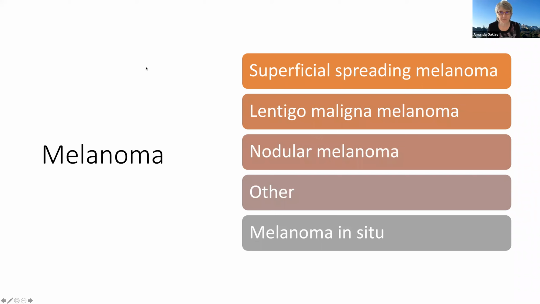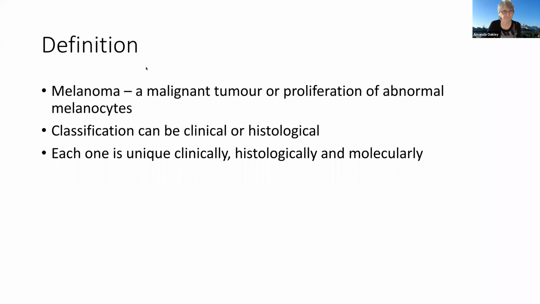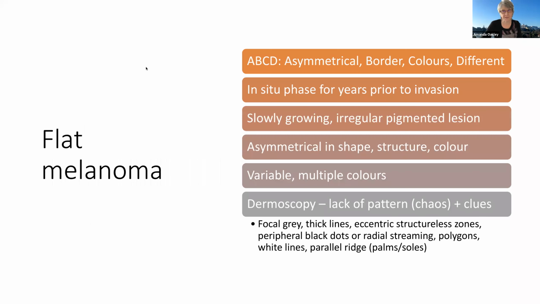Let's move on to melanoma. You've probably heard that melanoma is classified as superficial spreading, lentigo maligna, nodular melanoma, and other types of less common melanomas. And the many flat types of melanoma have an in situ phase to start with. That means the cells are retained within the epidermis. So it's a malignant tumor or proliferation of funny melanocytes. And it can be classified according to histology as well as clinically.